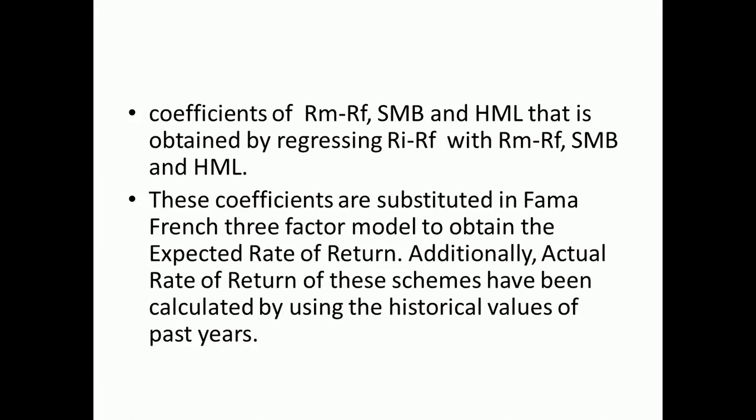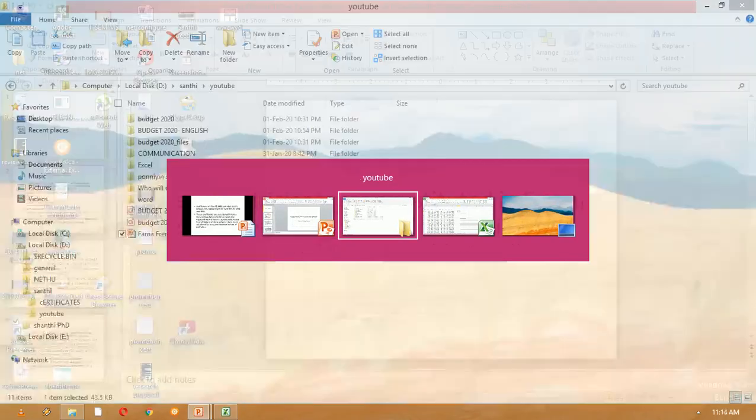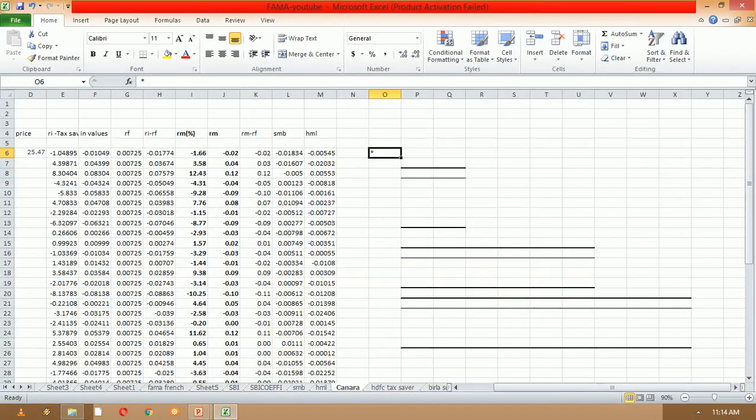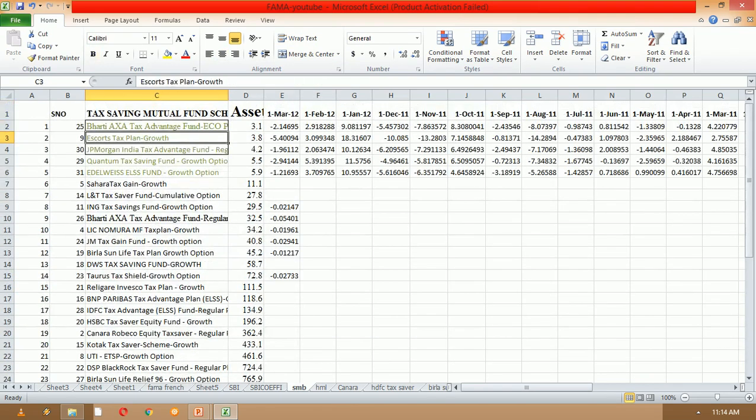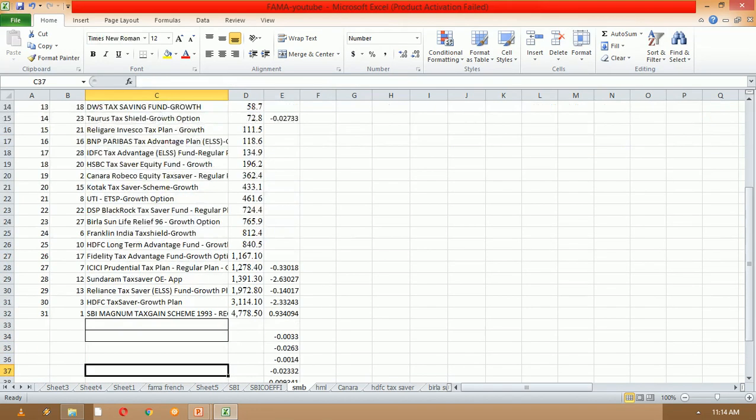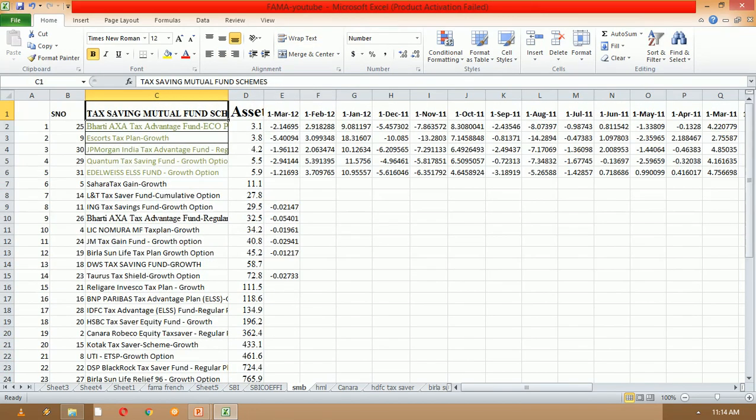Now let us see how to calculate the Fama French model using Excel. For this, I have already taken data: nearly 30 mutual fund schemes, such as Bharti AXA, Escorts, JP Morgan. Like that, 30 schemes I have taken, and the assets also I have taken.